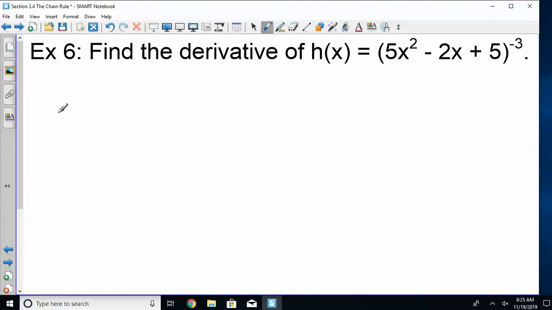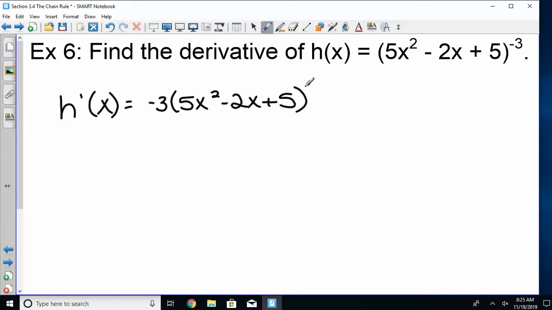Example 6. Again, we have something to a power. So the exponent comes down, which is a -3. Inside stays the same. Subtract 1 from the power. -3 minus 1, -4. Times derivative of the inside. Derivative of 5x squared, derivative of 2x is 2, and the plus 5.